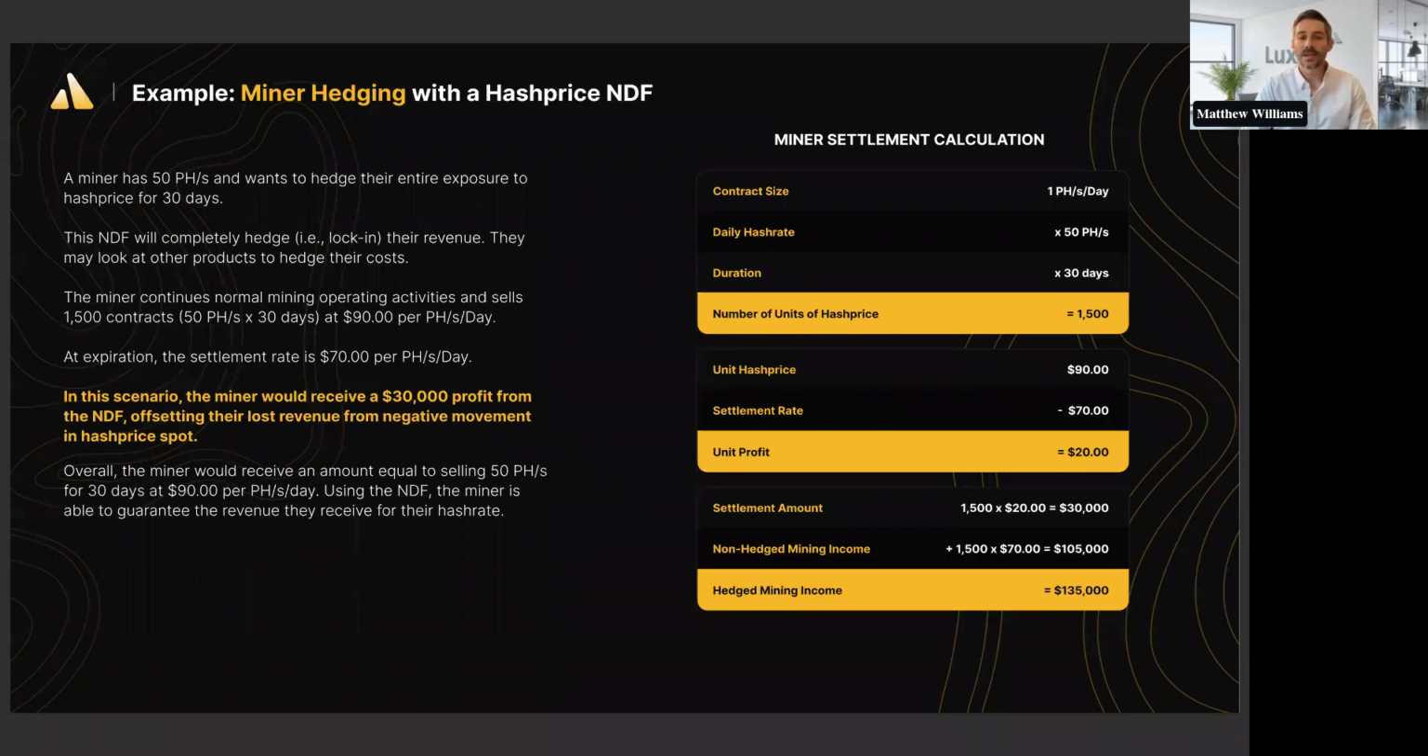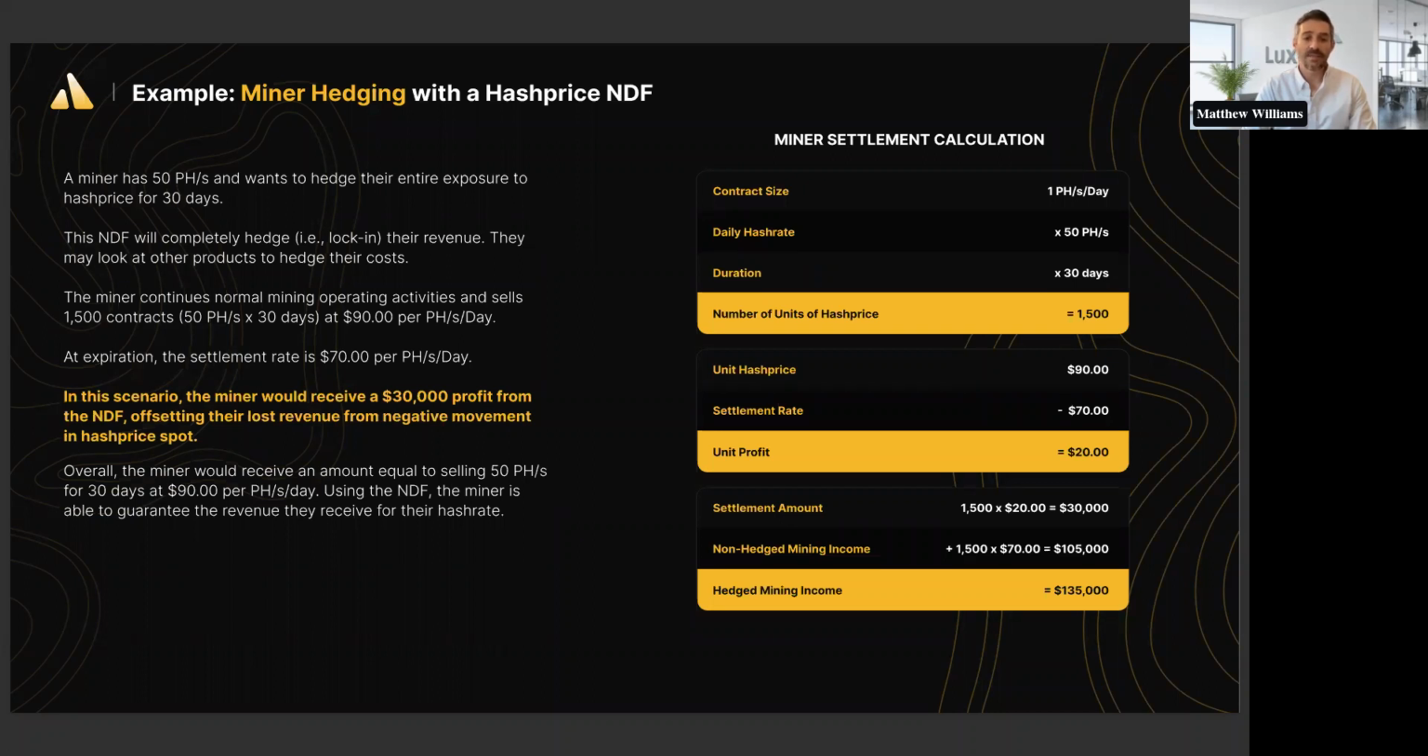And at the expiration, the miner realizes a settlement of $70 because hash price went way down. So in that scenario, they receive a profit of $30,000 from the NDF that effectively offsets the adverse price movement that they saw in hash price. So the miner in this example has locked in $90 hash price for 30 days and guaranteed the revenue they will receive for that hash rate. So had they not hedged, they would have missed out on that additional revenue.